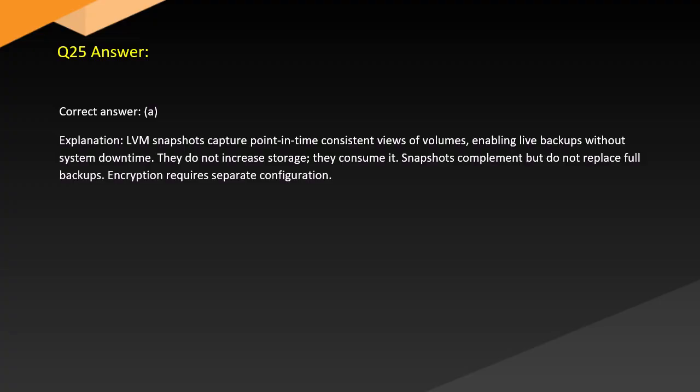Answer. Correct answer: A. Explanation. LVM snapshots capture point-in-time consistent views of volumes, enabling live backups without system downtime. They do not increase storage. They consume it. Snapshots complement but do not replace full backups. Encryption requires separate configuration.